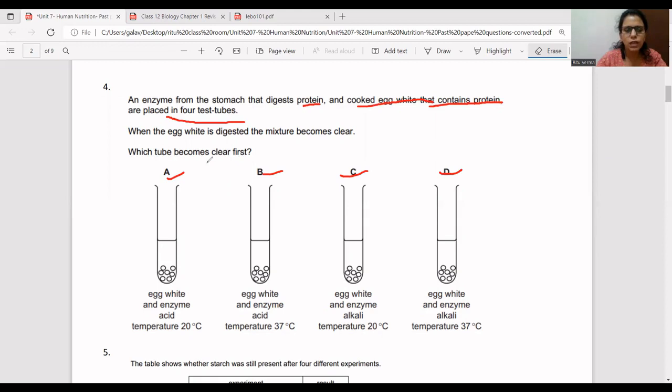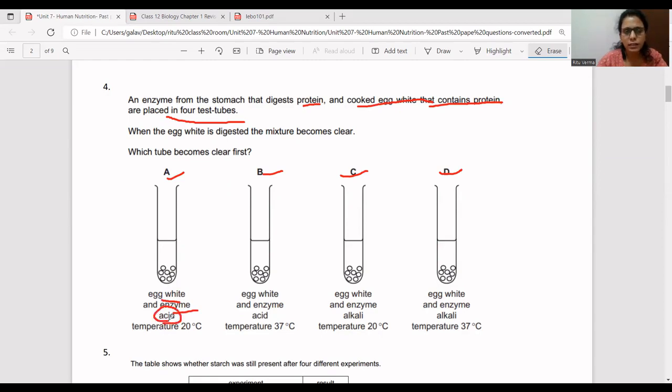In these test tubes we have egg white, because egg white contains protein, plus the enzyme which helps in digestion of protein in the stomach of human beings. And we know that the protein digesting enzyme in the stomach is pepsin. Now here in test tube A, egg white and enzyme are there, and acidic condition.